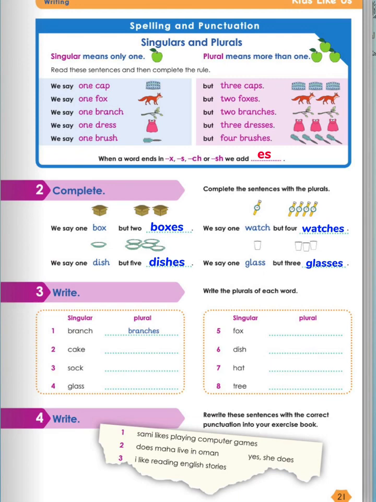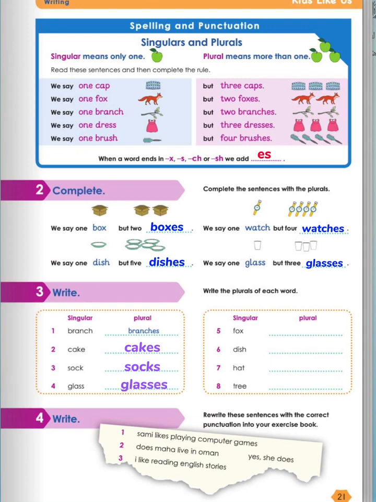Amazing. Now let's do number 3. Write the plurals of each word. In singular, branch, plural becomes branches. 2. Cake becomes cakes. 3. Sock becomes socks. 4. Glass becomes glasses.